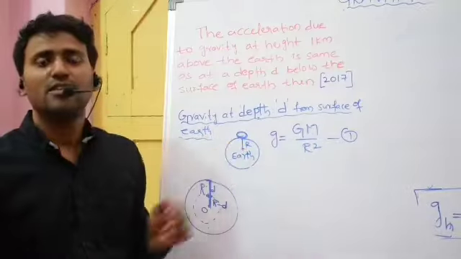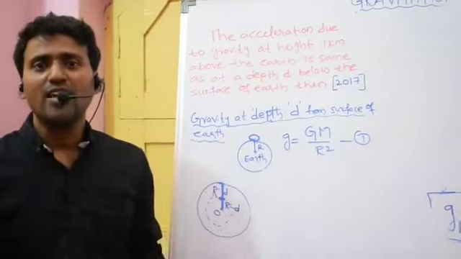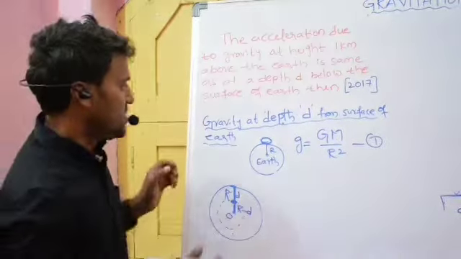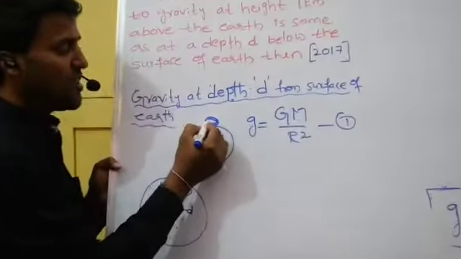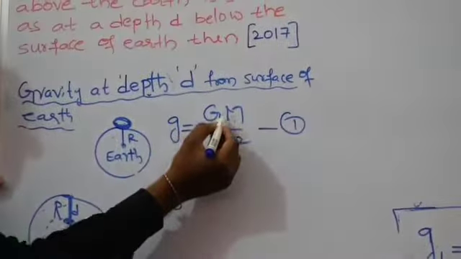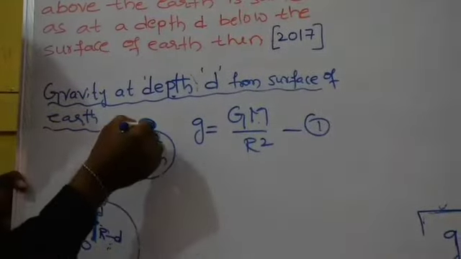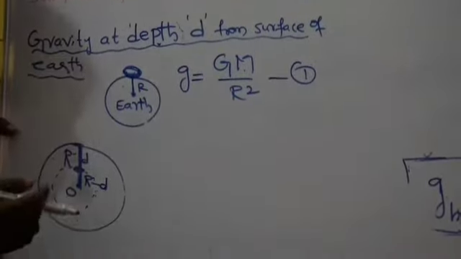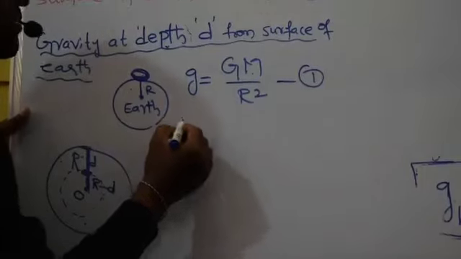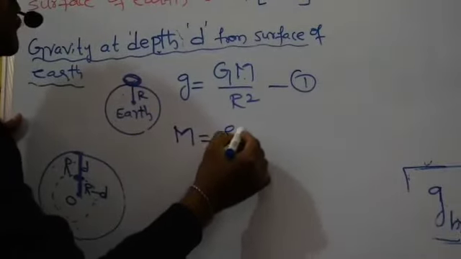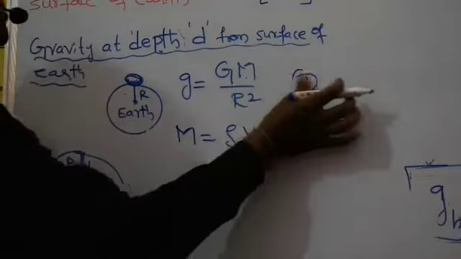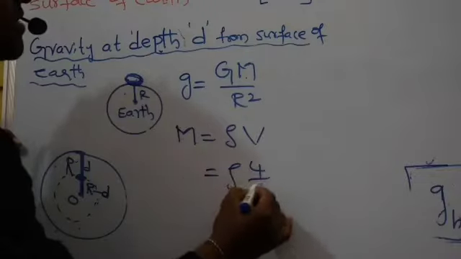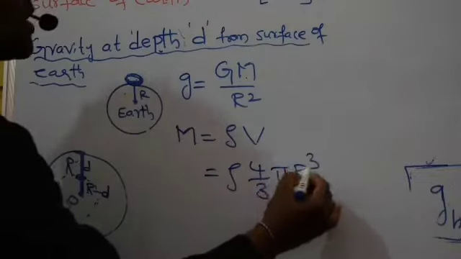Now we can calculate when an object is placed at a depth d from the surface of the earth. At that time what is the gravity? Okay. Now when an object is placed on the surface of the earth, we know g is equal to GM divided by r square. But while you are going deeper, your mass can change, so the volume also can change. That's why I am writing mass in terms of density into volume. So volume is nothing but 4 by 3 pi r cube.